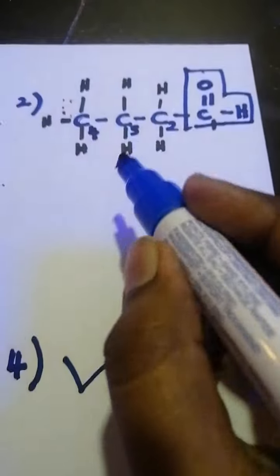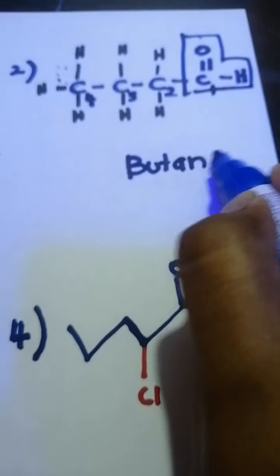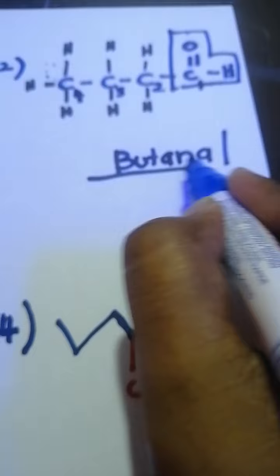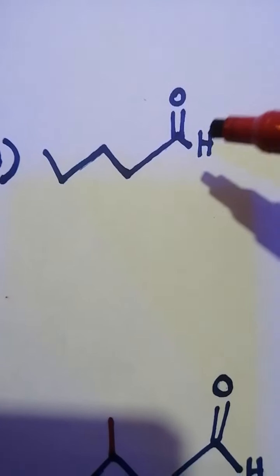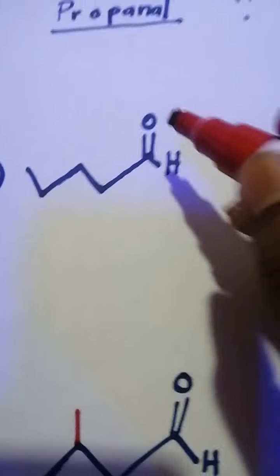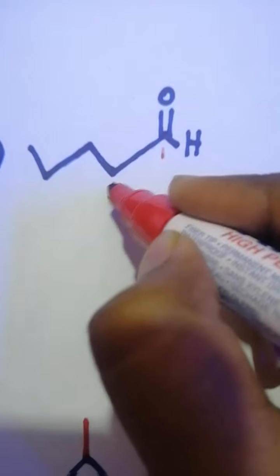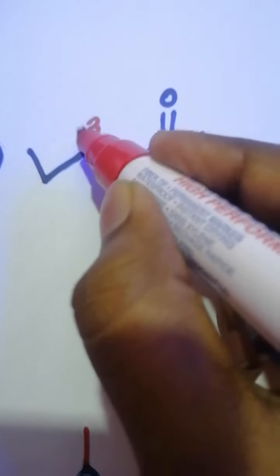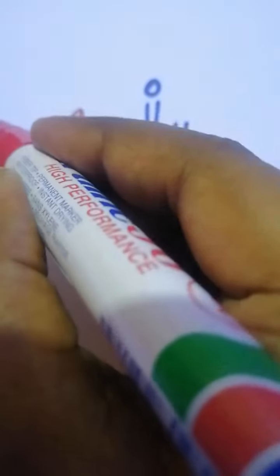Okay, what is the family name? And it is butanal. Butanal. Yes, exactly. This structural formula may look a little bit complicated, but it's very simple that this will be the first carbon, second carbon, third carbon, fourth carbon, and the fifth carbon.